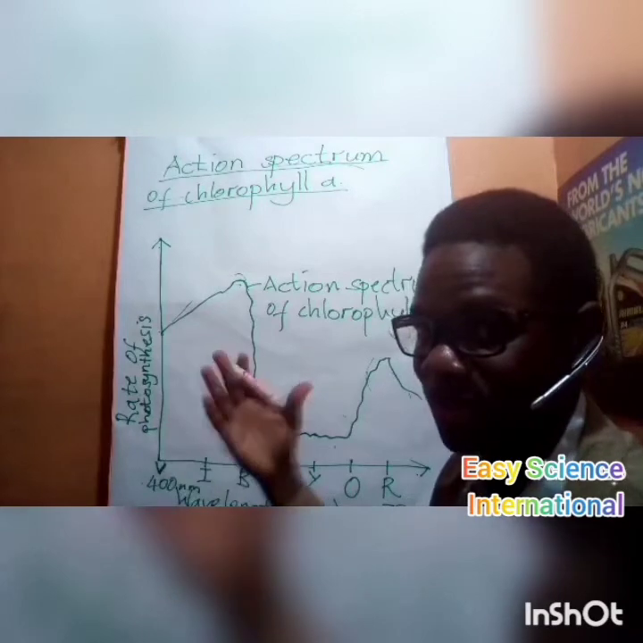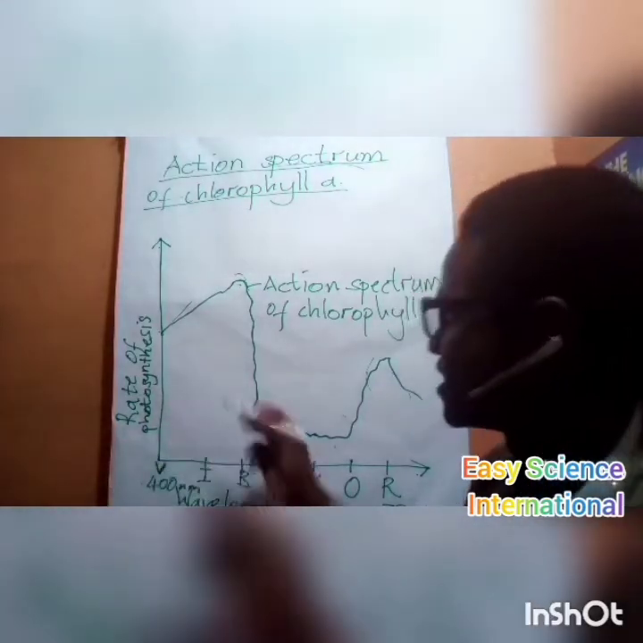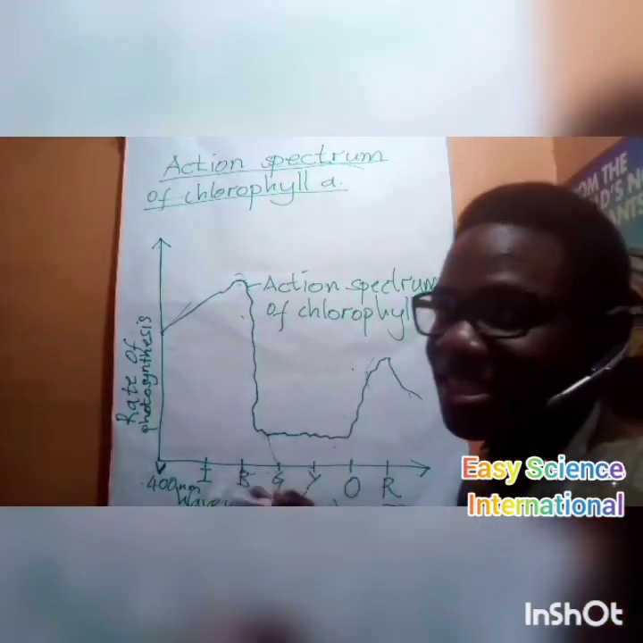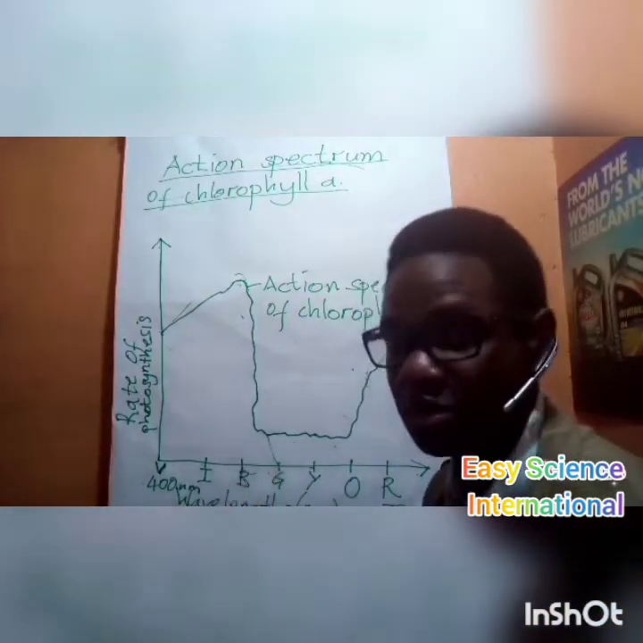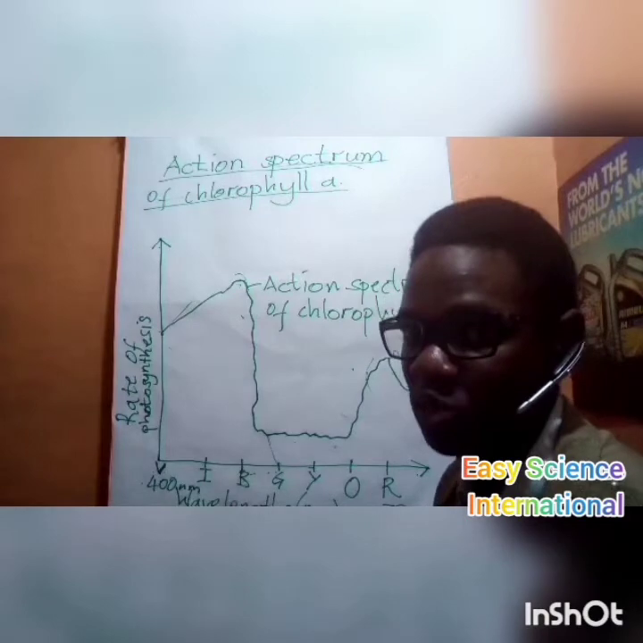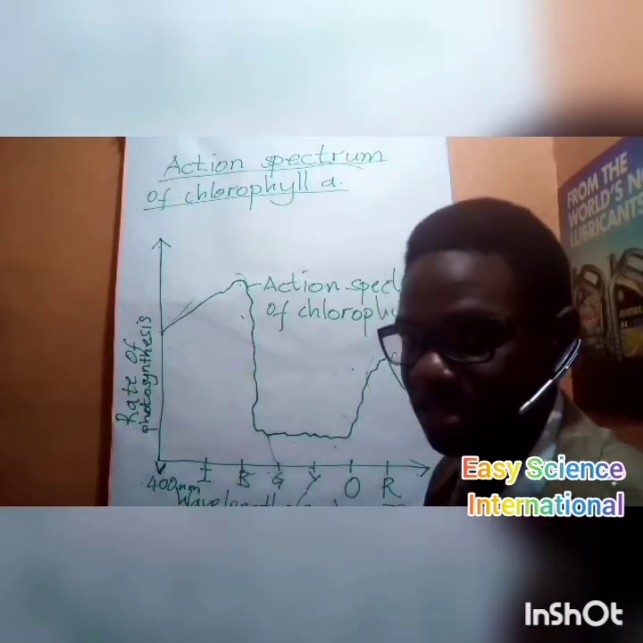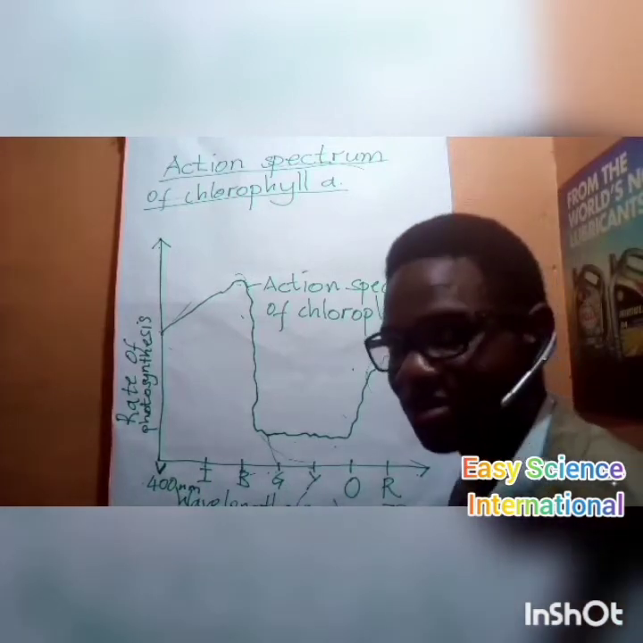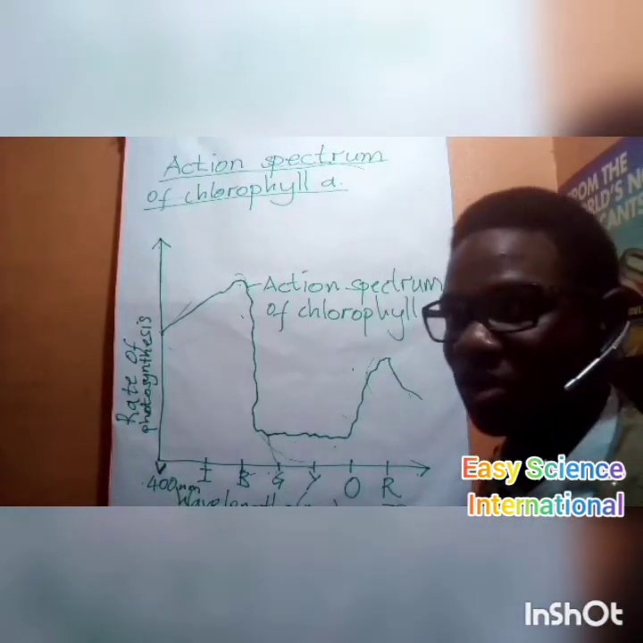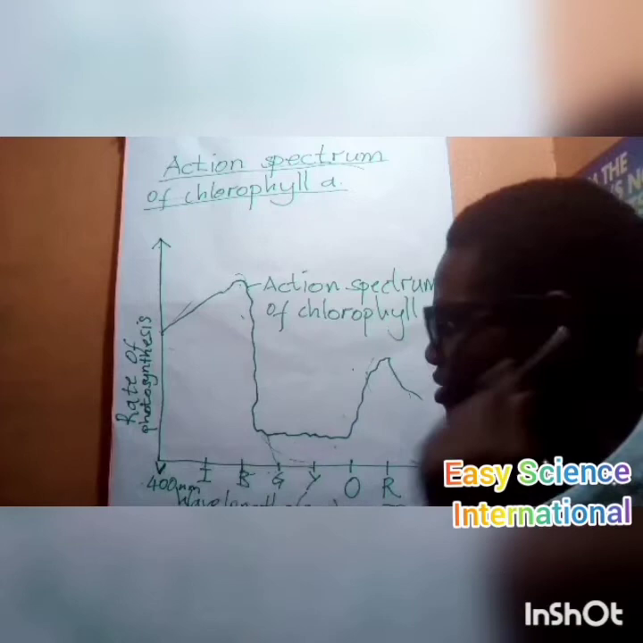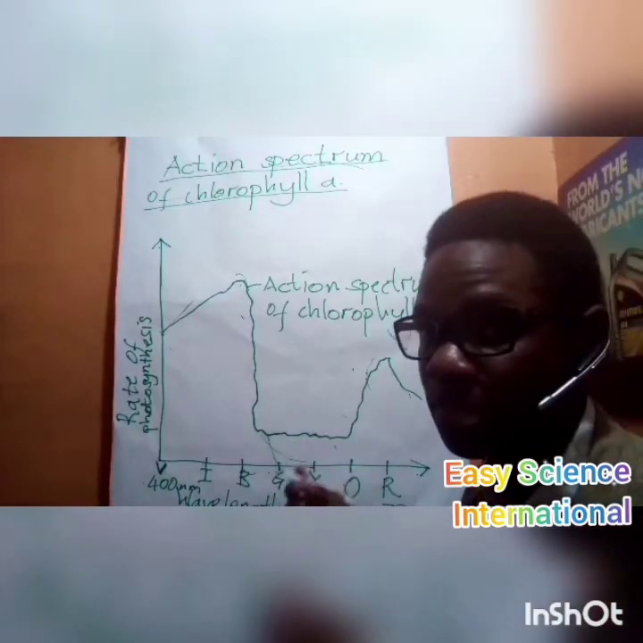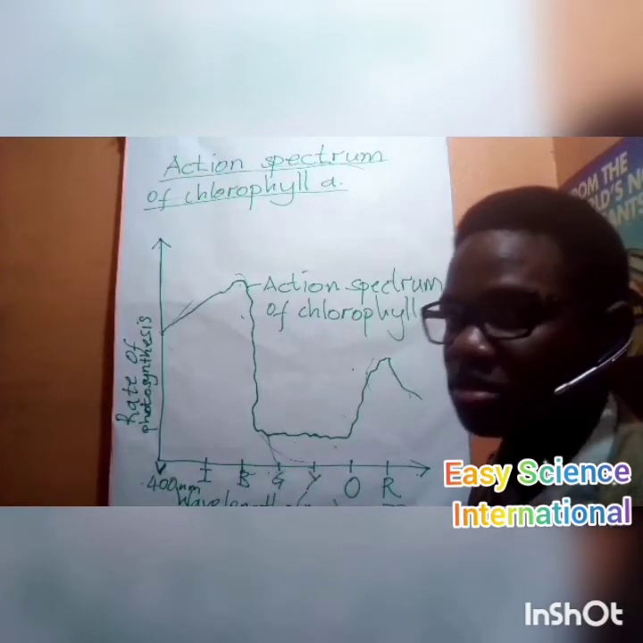Therefore, when we liken this to Chameleon's bicycle, we see that these two regions simulate the experience of Chameleon riding a bicycle down a hill, whereas here it represents the experience of Chameleon riding a bicycle up a hill. So basically this is the action spectrum.